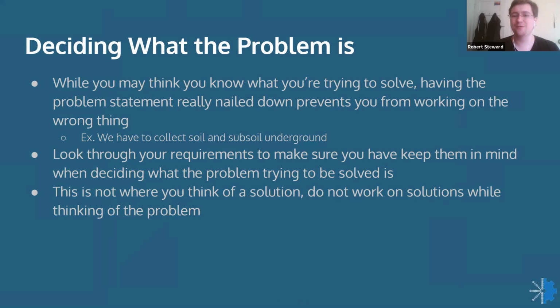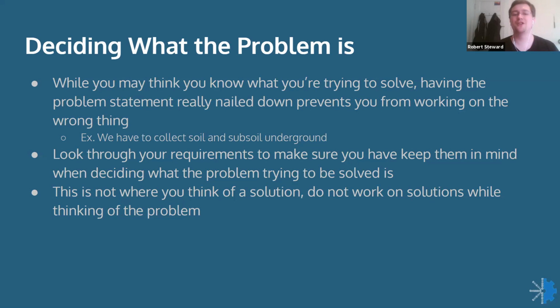So first off is deciding what the problem is. This one's always an important one because while you may think you know what you're trying to solve, really having that problem statement nailed down prevents you from working on the wrong thing. So again, an example here, mining robot, you have to collect the soil and subsoil underground. In some cases, you may not care to collect that soil. Like if you're trying to only collect, say, a specific mineral, then it doesn't matter if you've collected a ton of the topsoil. If you have none of that mineral, then it doesn't matter to you.